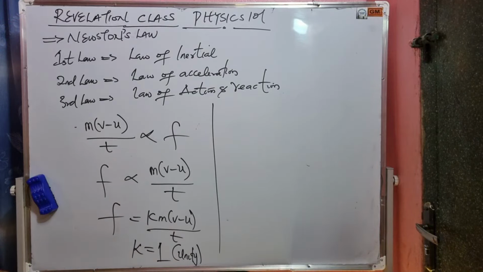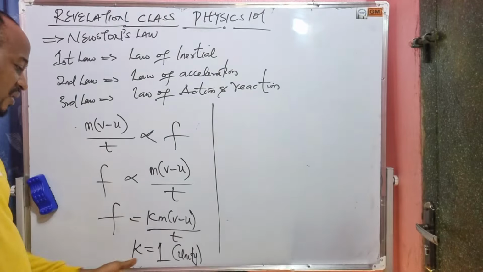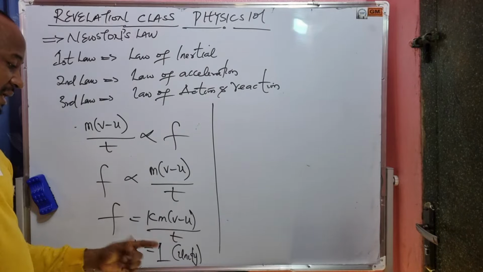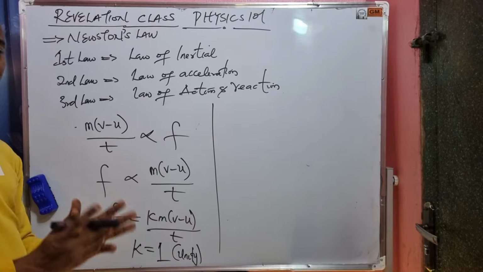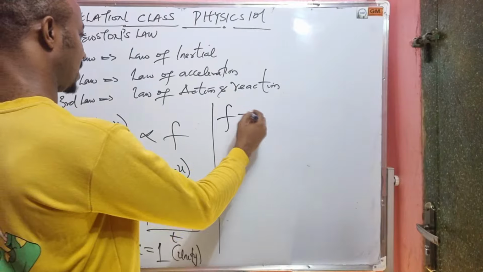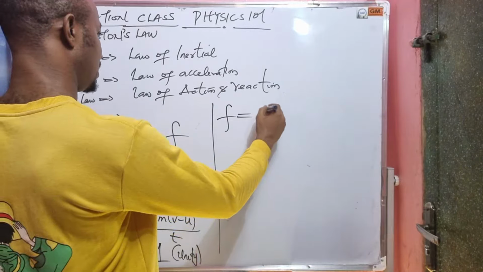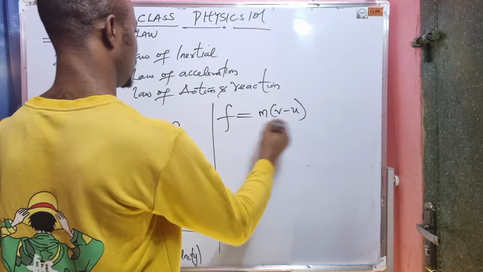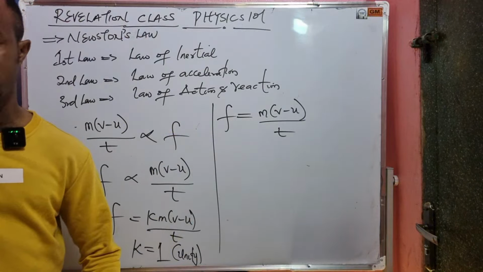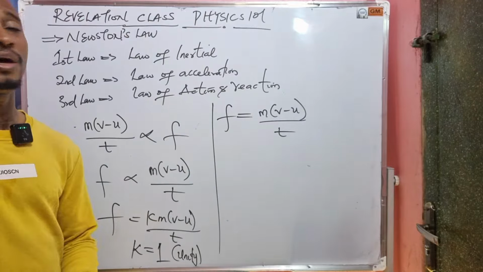Why do we have to take k to be 1? Because the value of 1 has no effect on the force. So we are assuming that k is equals to 1 to define the force. So if k is equals to 1, that means our force is simply m(v minus u) divided by what? T. Okay.